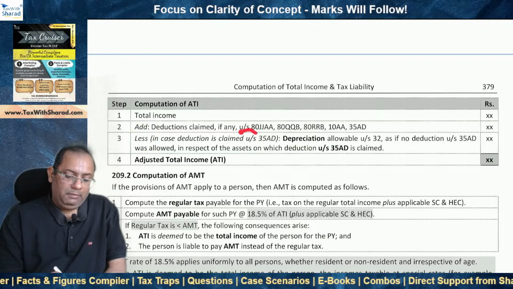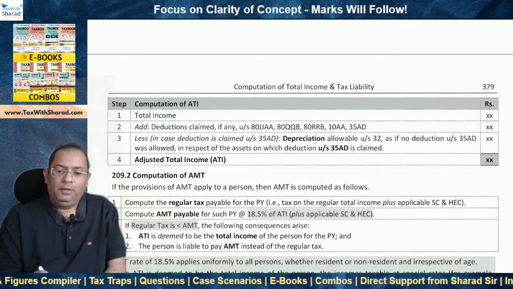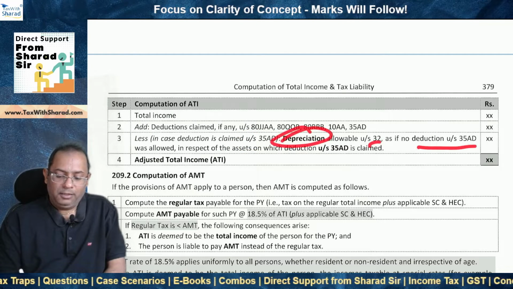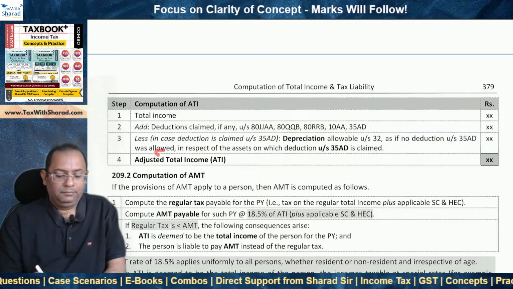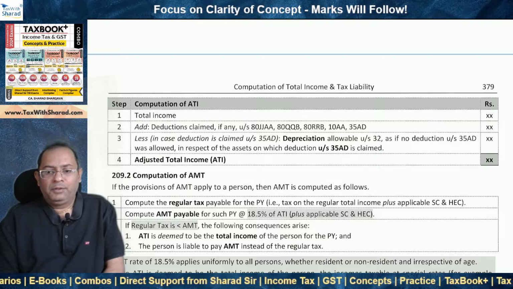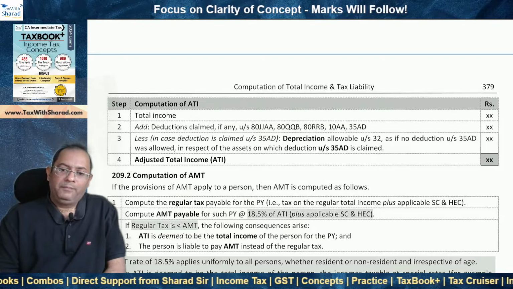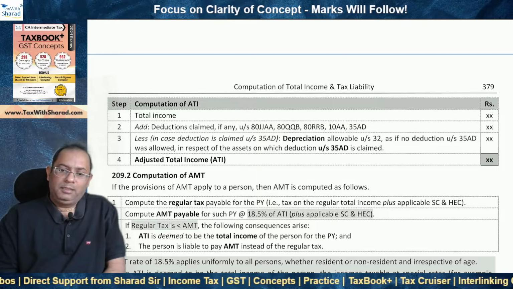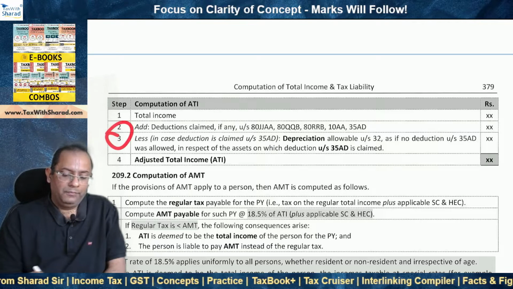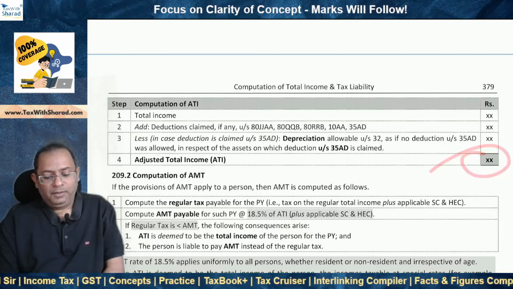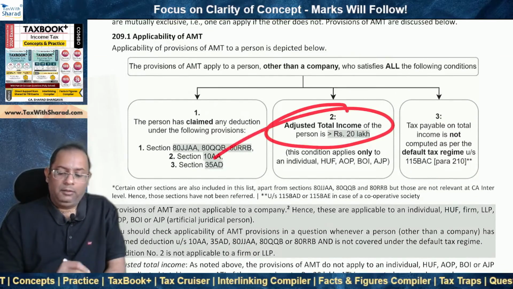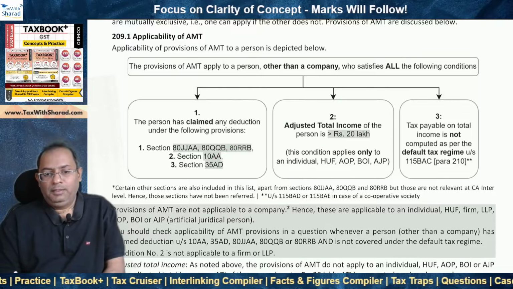In case deduction is claimed under section 35AD, what you will now allow is the depreciation under section 32, as if no deduction under 35AD was allowed. So in respect of the assets on which 35AD is claimed, if you are not allowing 35AD, then in respect of those assets which were covered under 35AD, you should allow depreciation and accordingly reduce. And this will give you the amount of adjusted total income, and you will need to check whether the adjusted total income or ATI is more than rupees 20 lakh.